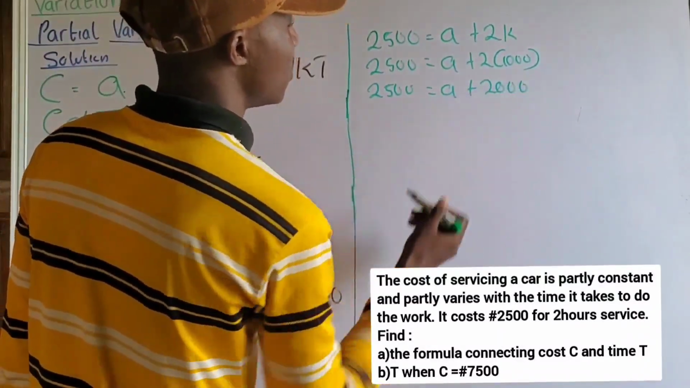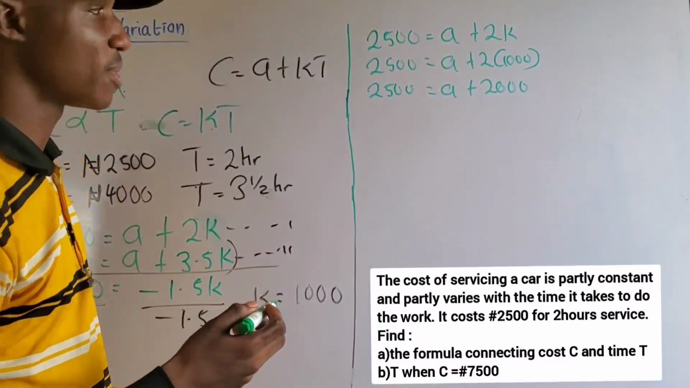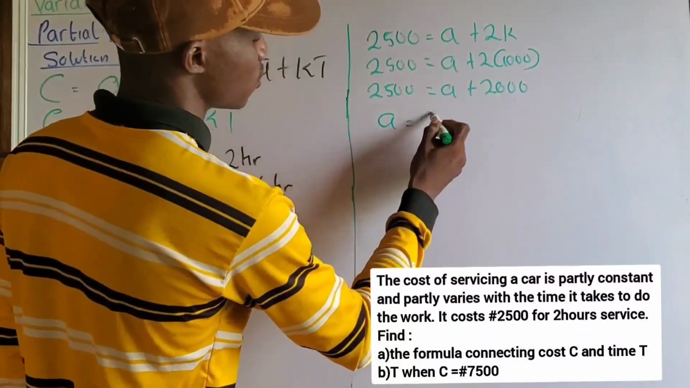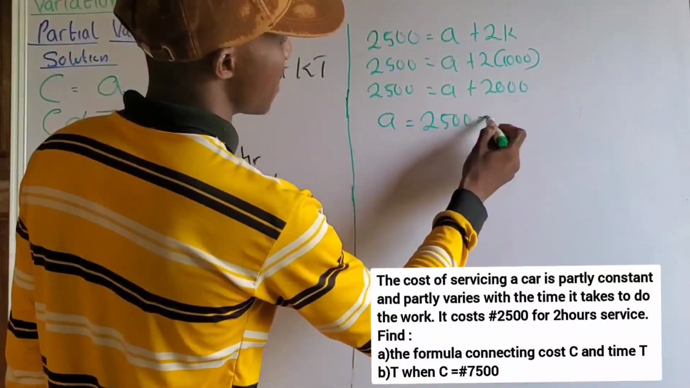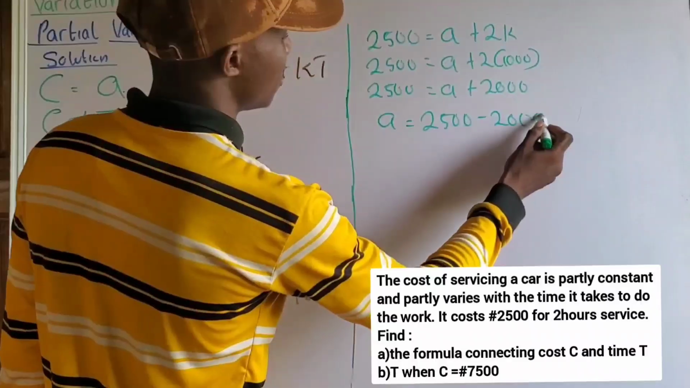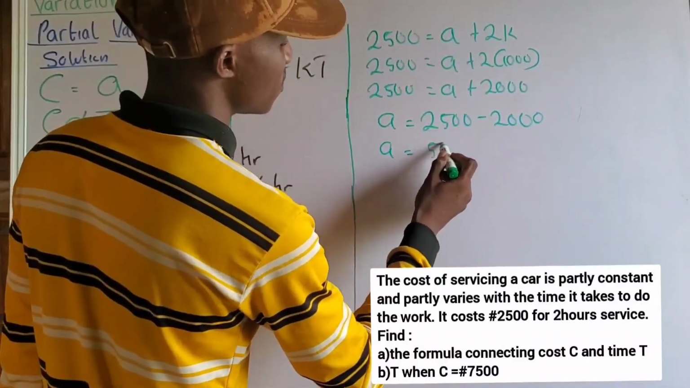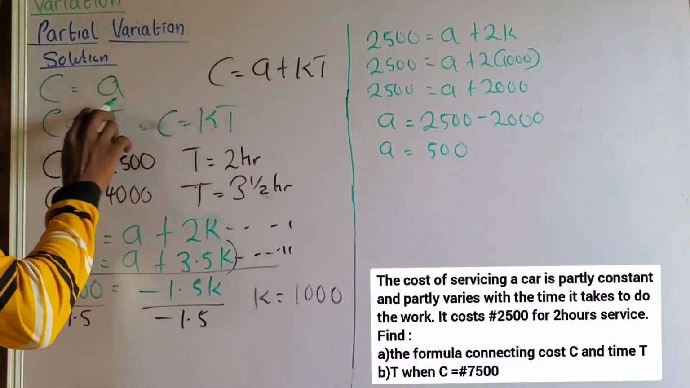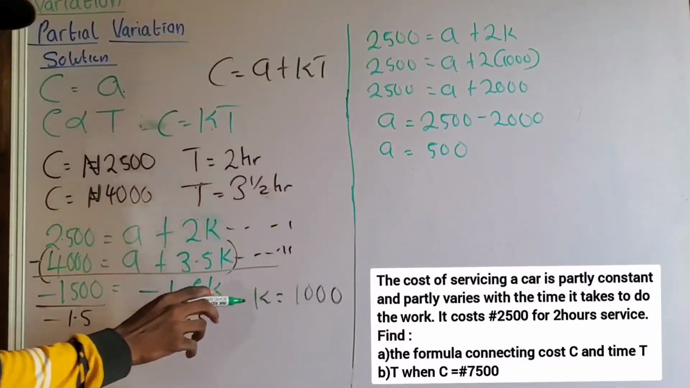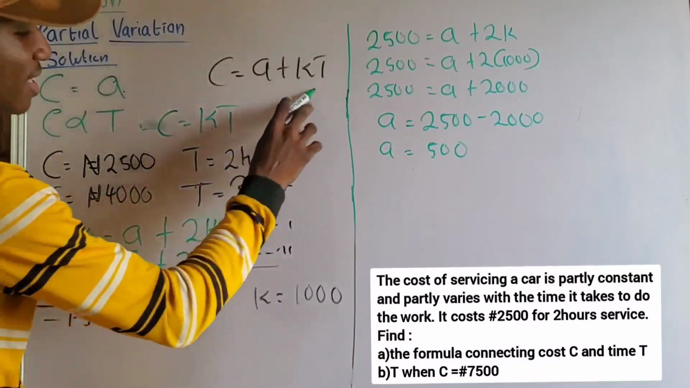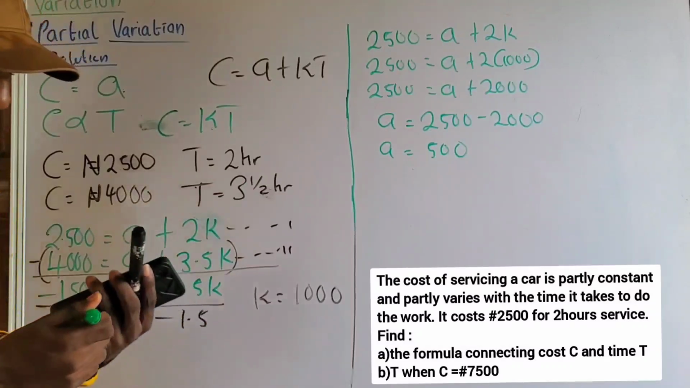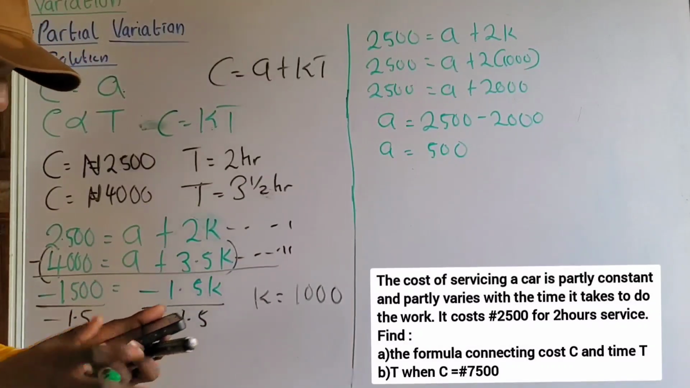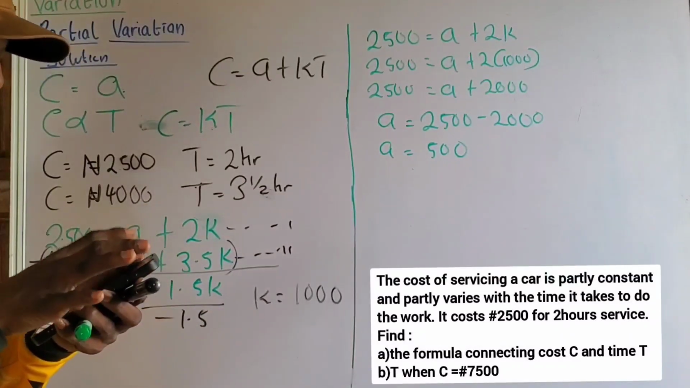Do you understand? Okay, now to make A the subject of the formula, I'm going to have A equals 2500 naira minus 2000. Okay, so A equals 500. A equals 500. So the value of the constant is what? 500. And the value of K, which is the proportionality constant, is 1000. Now, having gotten the value of A and K, we can now proceed to solve the first question under that question.